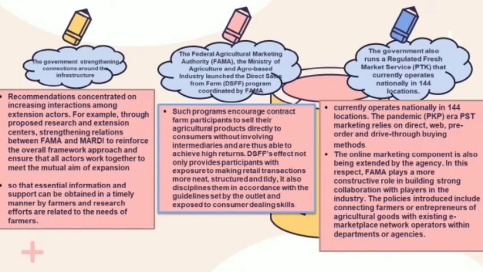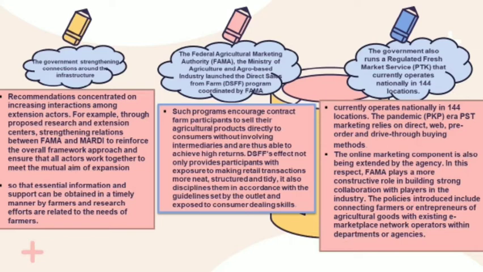Next, the government strengthens connections around the infrastructure, concentrated on increasing interactions among extension actors. For example, through purpose-built research and extension centers, strengthening relations between farmers and MARDI to reinforce the overall framework approach and ensure that all actors work together to meet the mutual aim of expansion, so that essential information and support can be obtained in a timely manner by farmers, and research efforts are related to the needs of farmers.